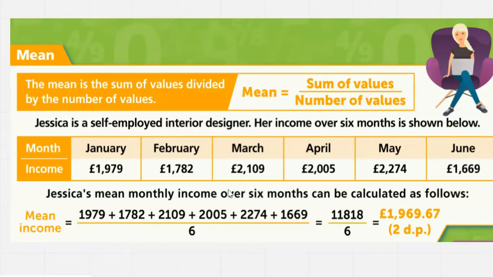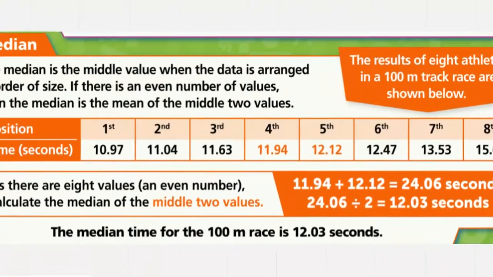So to work out the mean, you add these figures up, as has been done below. When they're added up, you divide it by how many there are. So there's 1, 2, 3, 4, 5, 6 numbers. So it turns out 11,818 divided by 6, which is 1,969 and 67 pence. So that's mean.